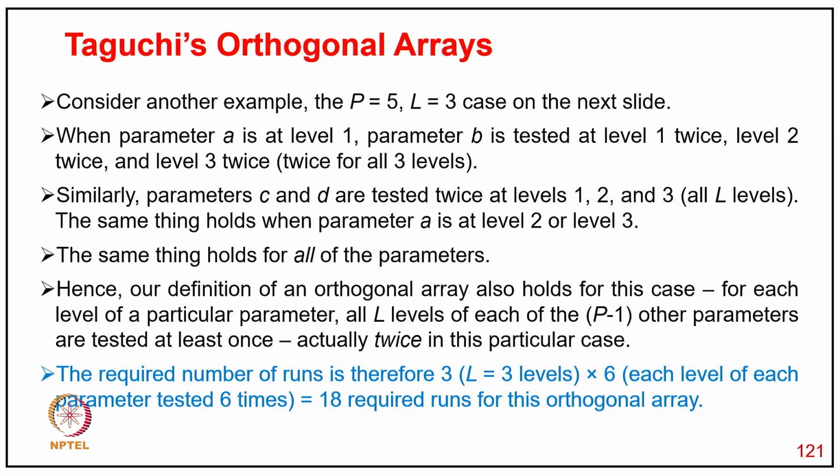Hence our definition of the orthogonal array holds for this case, for each level of a particular parameter, and all L levels of each of the p minus 1 other parameters are tested at least once, and actually twice in this particular case. The required number of runs is therefore 3 levels, L equal to 3, times 6, each level of each parameter tested 6 times, so equal to 18 required runs for this orthogonal array.